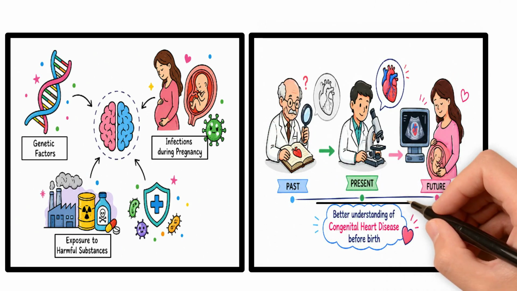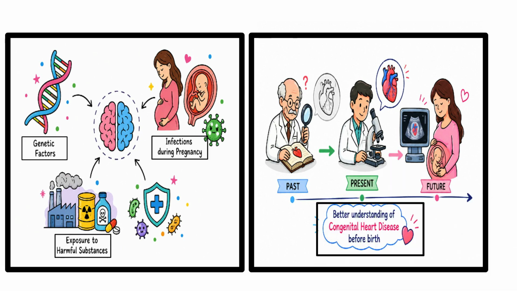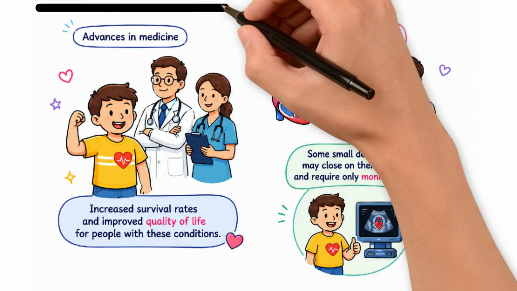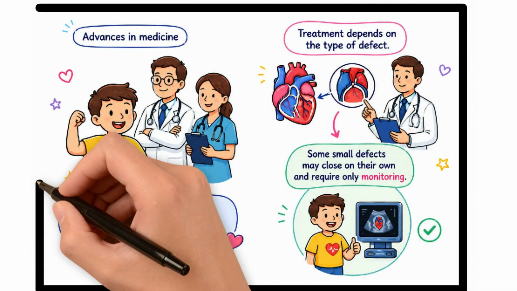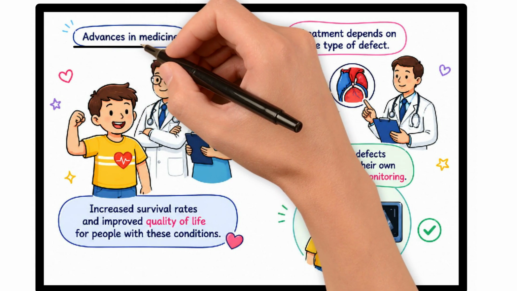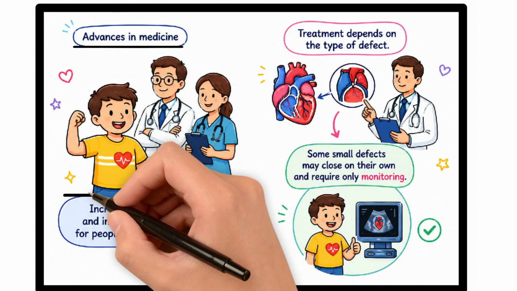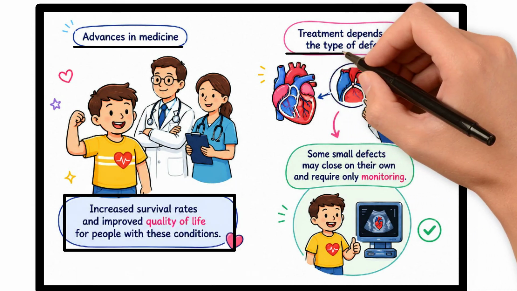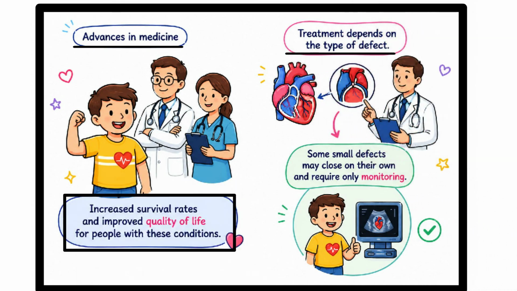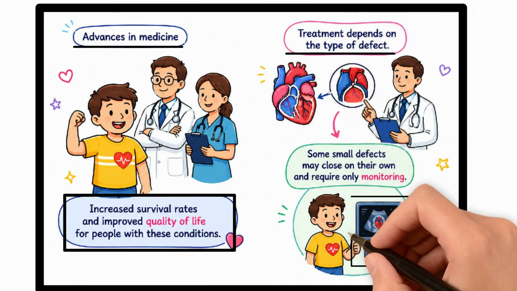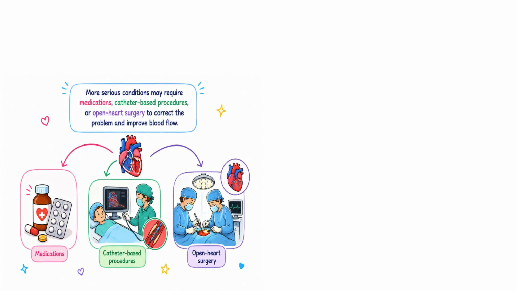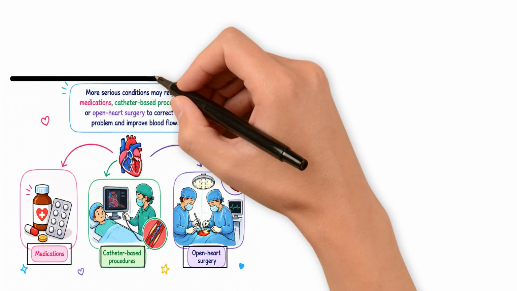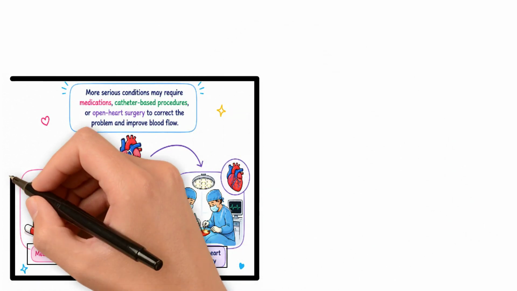The understanding of congenital heart disease has improved greatly over the past century as doctors learned more about heart development before birth. Advances in medicine have dramatically increased survival rates and improved quality of life for people born with these conditions. Treatment depends on the type of defect. Some small defects may close on their own and require only monitoring. More serious conditions may require medications, catheter-based procedures, or open-heart surgery to correct the problem and improve blood flow.